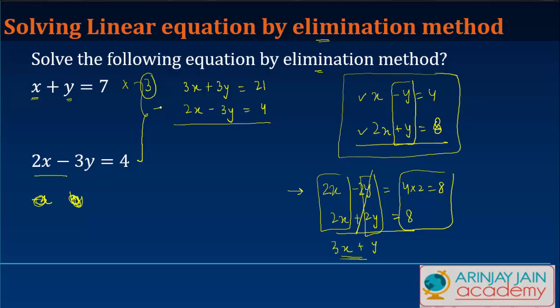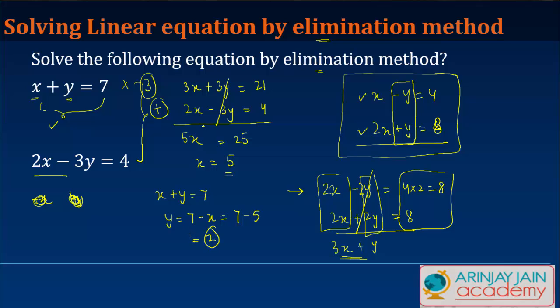And what I do is I perform an addition operation on both these equations. So when I add, 3x plus 2x becomes 5x, plus 3y gets cancelled with minus 3y, and 21 plus 4 becomes 25. So 5x is equal to 25, or x is equal to 25 divided by 5, which is 5. Once I have the value of x as 5, I can just substitute it in the simpler equation, which is this one. So I had x plus y is equal to 7, y is equal to 7 minus x, or 7 minus 5, which gives me 2. So as a solution, what I get here is x, y as 5 and 2.